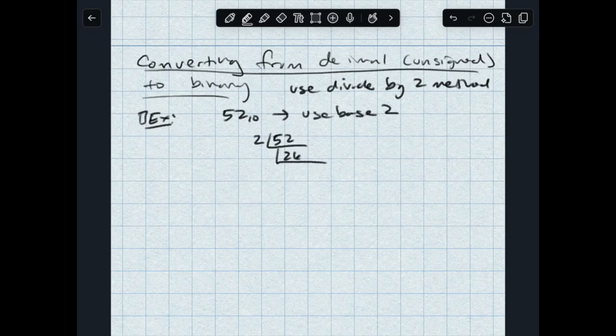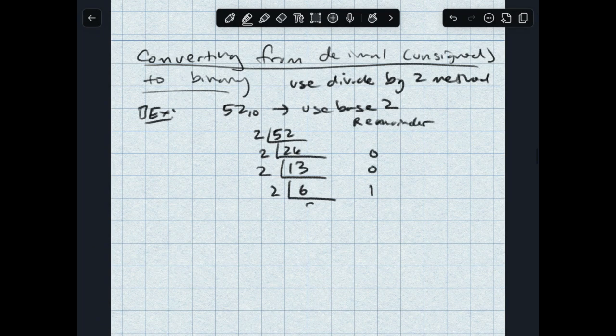I'm going to make a little column over here for the remainder. So the remainder of 52 divided by 2 is 0. We'll divide by 2 again. Now I get 13, and the remainder is again 0. I'll divide by 2 again. Now I've got 6 with a remainder of 1. So 2 times 6 is 12, plus 1 is equal to 13. Then we'll divide by 2 again. I've got 3 with a remainder 0. Divide by 2 again. I've got 1 with a remainder 1.